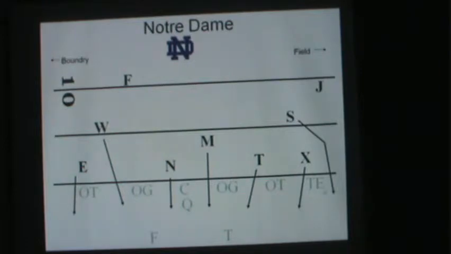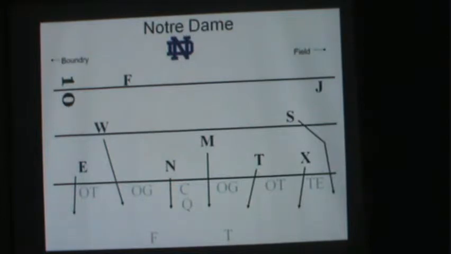you see the tight end here on the right hand side of this drawing. This means this will be the strong side. So Ed is going to take C gap responsibility. Will take B gap responsibility. Norm will have the weak side A gap. Mac has the strong side A gap. Tommy has the strong side B gap, and X is going to have the strong side C gap.